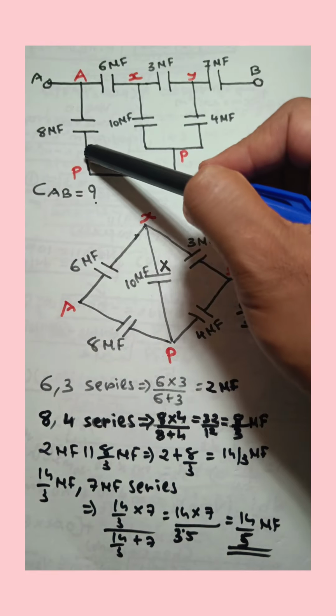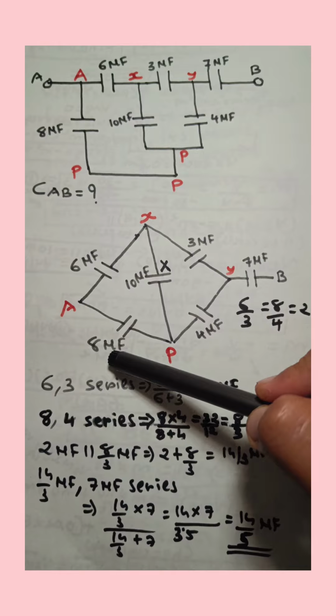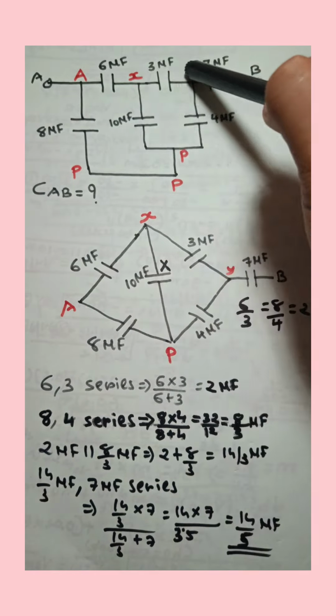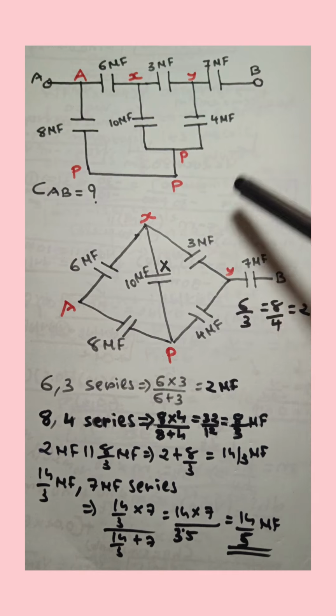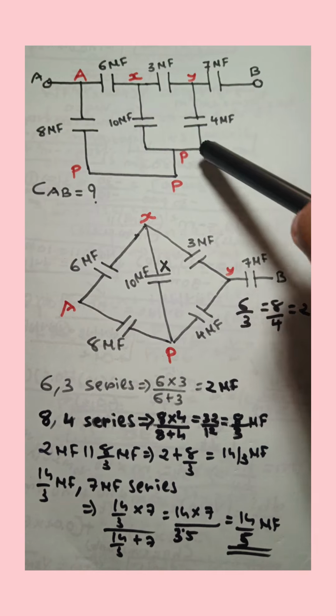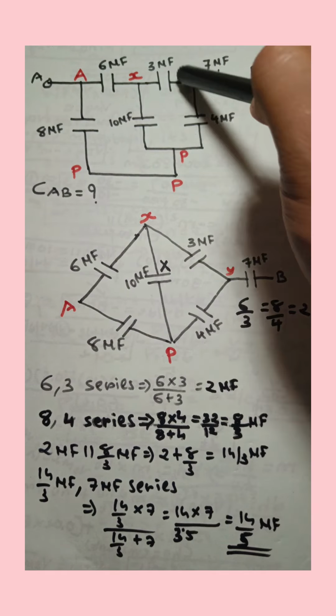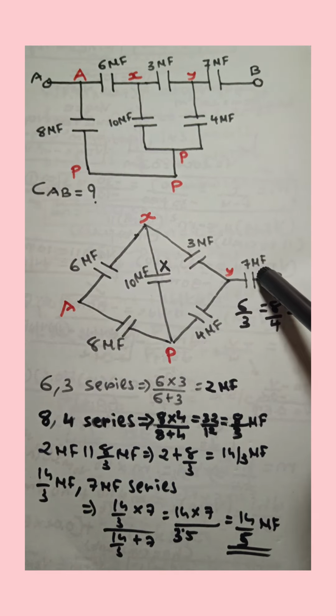So between A and P point, capacitance is 8 microfarad. Between A and X, 6 microfarad. Between X and Y, 3 microfarad. Between Y and P, 4 microfarad. Between X and P, 10 microfarad. Between Y and B, 7 microfarad.